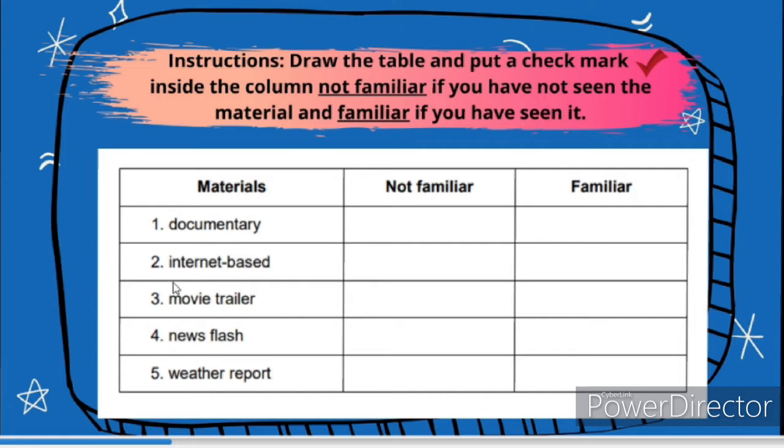In this activity, draw the table and put a check mark inside the column "Not familiar" if you have not seen the material, and "Familiar" if you have seen it.